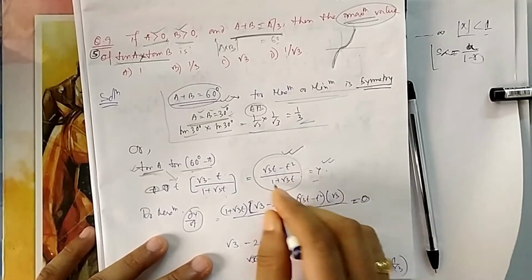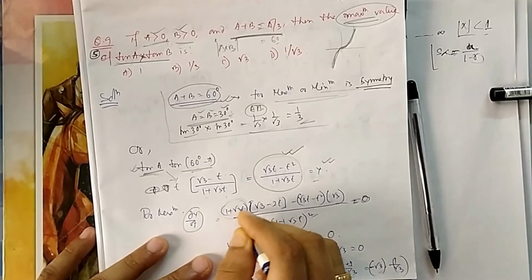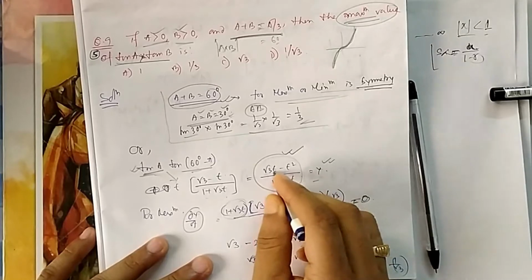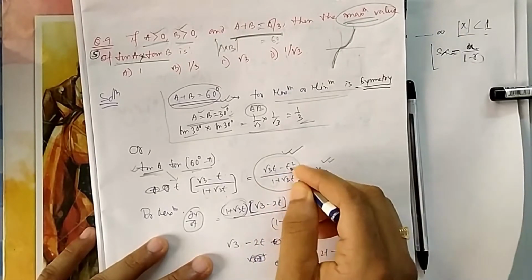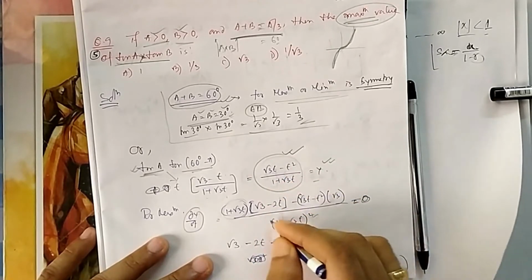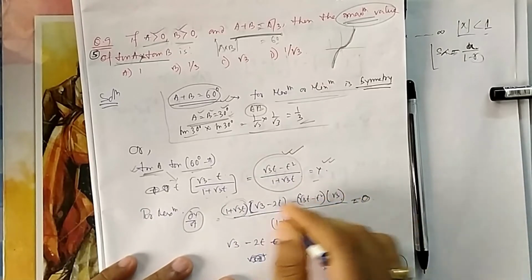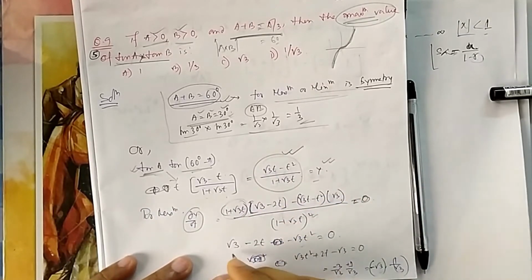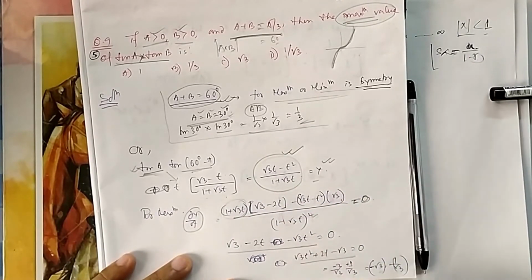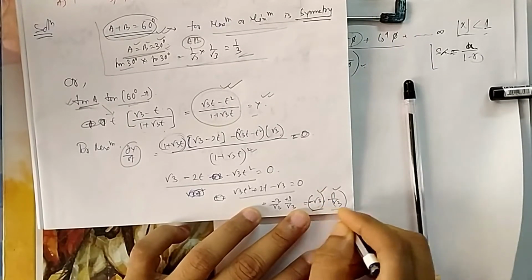And this is the formula of differentiation: the denominator square, then denominator constant, differentiation of numerator. This differentiation: t differentiation is 1, t square is 2t, minus numerator constant, differentiation of denominator. Denominator is this one, 1, 0, and t is root 3. So this will go to that side, that will be 0. Now if you solve it, this will be a quadratic equation. If you solve it, you will find two values of t.